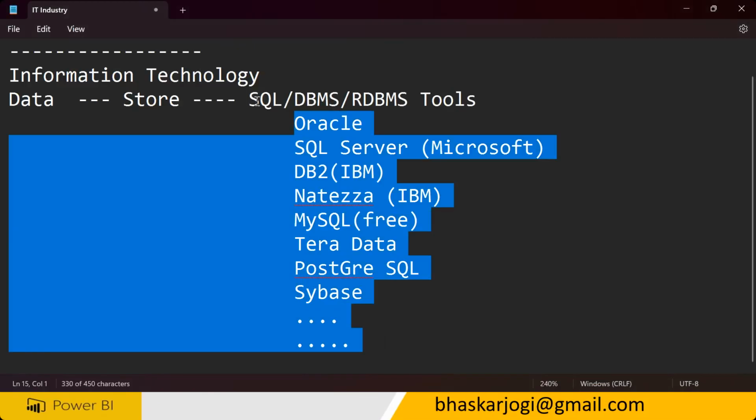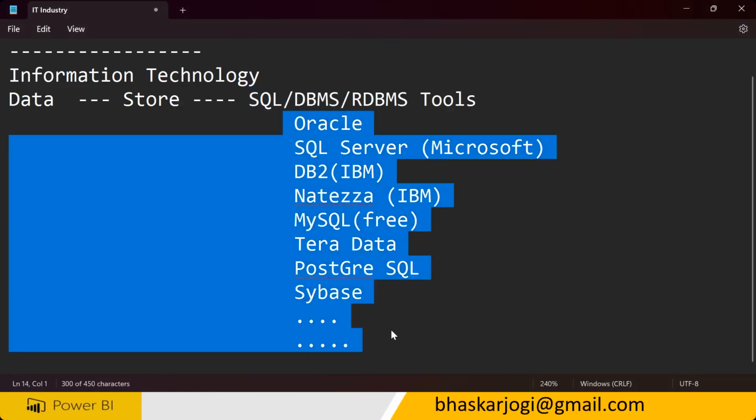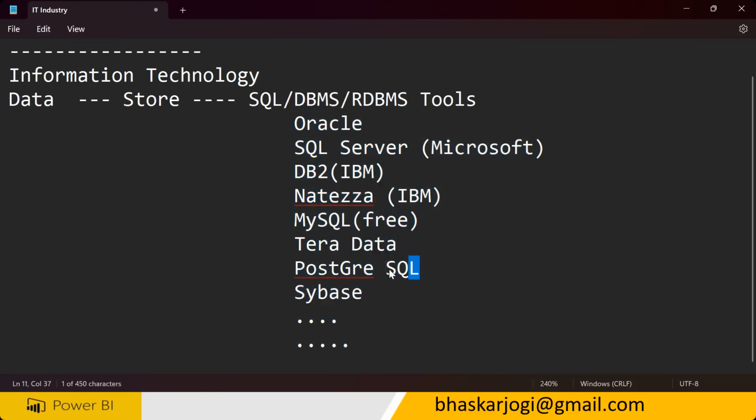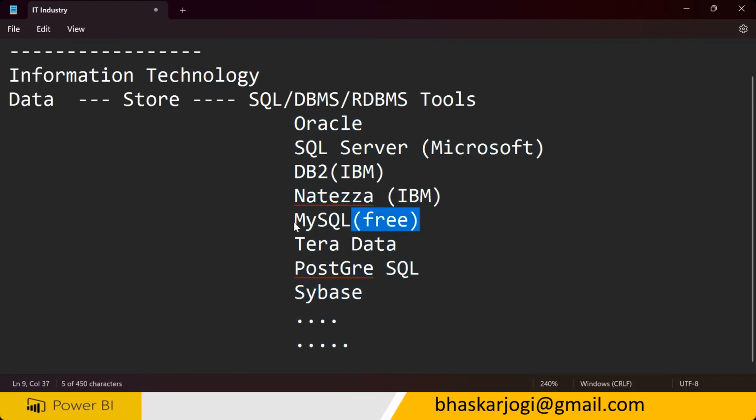So what is Oracle? Oracle is SQL software. What is SQL Server? It is also SQL software. They have taken this name and implemented it. All of these are SQL softwares only. Clear? People will call it SQL, and you will see the same name here also. Here also they have used SQL, but these are paid softwares and this is the free software.